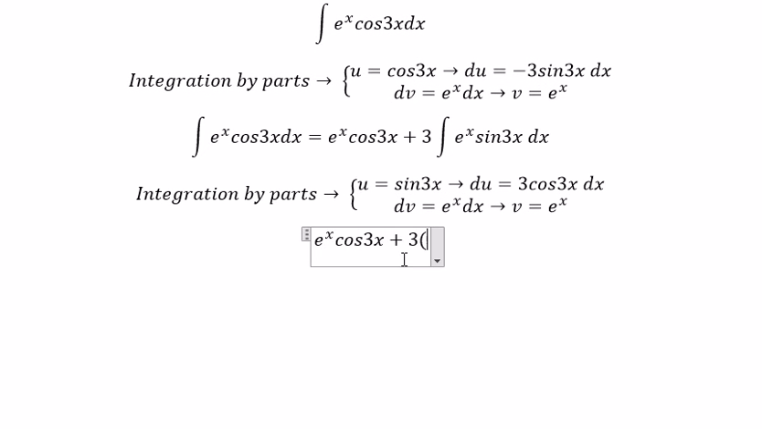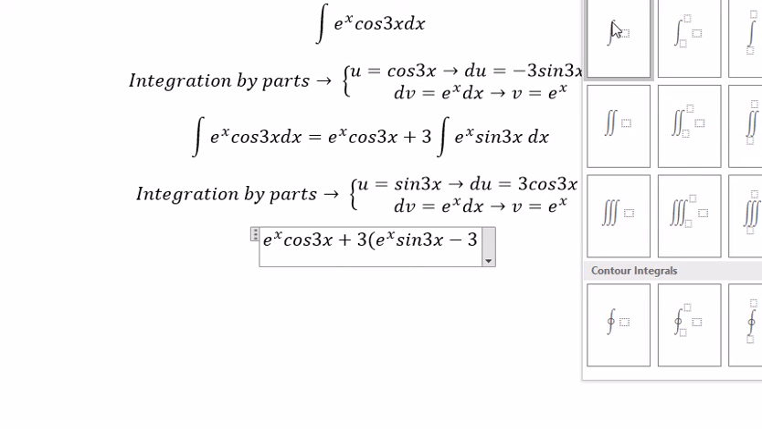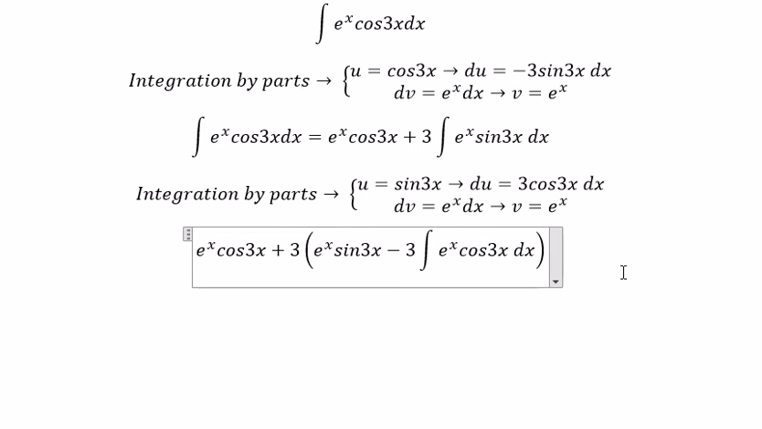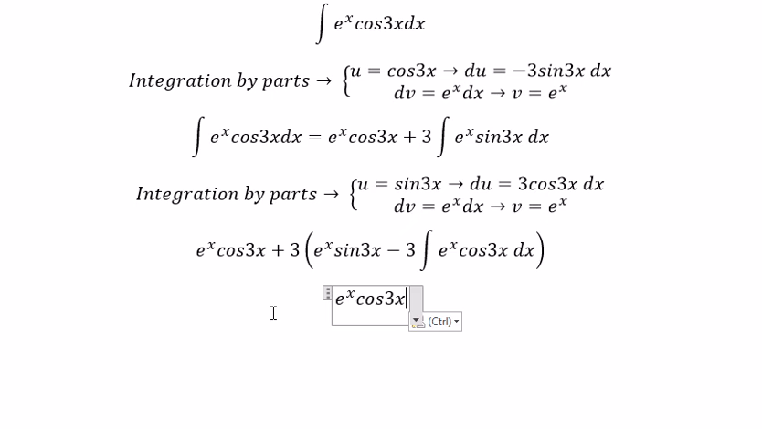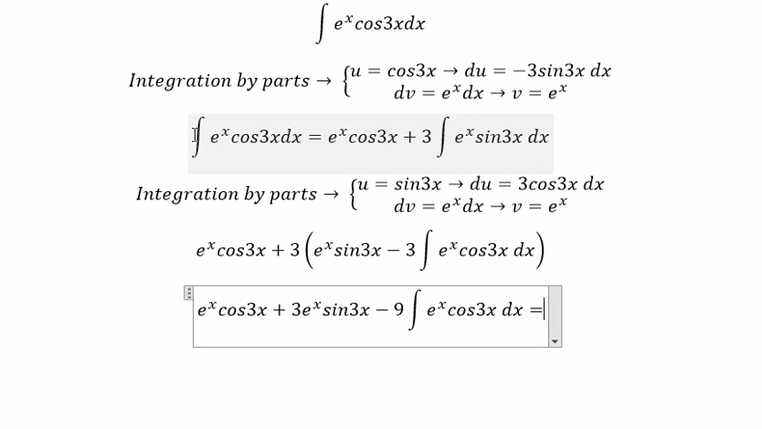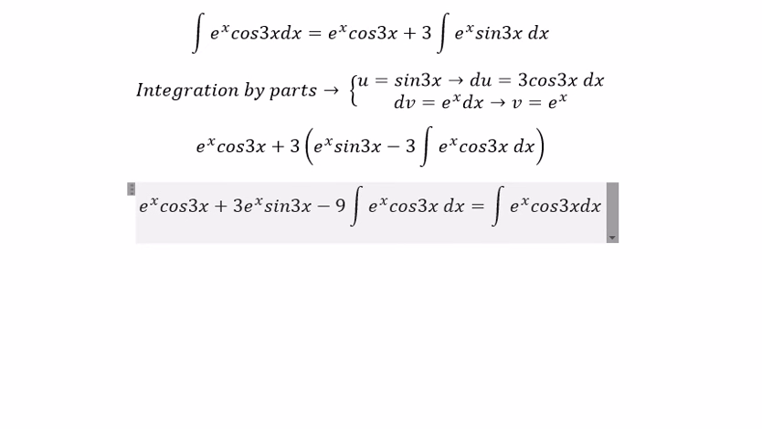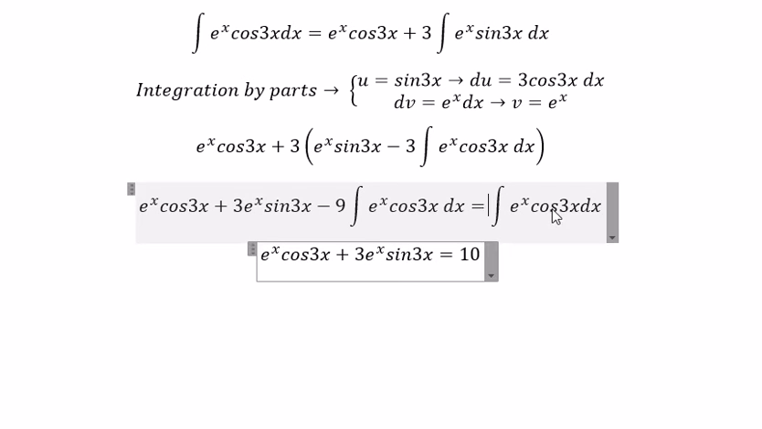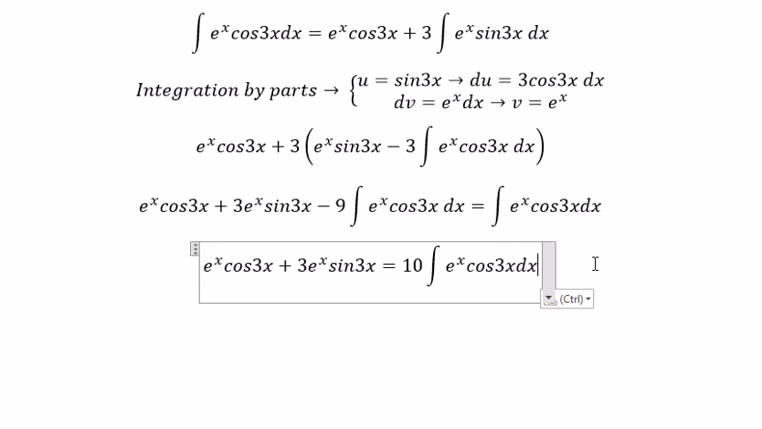So about this one, we got u multiplied with v, and we have negative 3 multiplied with the integral of e to the power of x cosine 3x dx. So we have number 3 multiplied with this one and this one. And we know that all of them equals to this one. So we put negative number 9 to the right. Later we divide both sides with number 10.